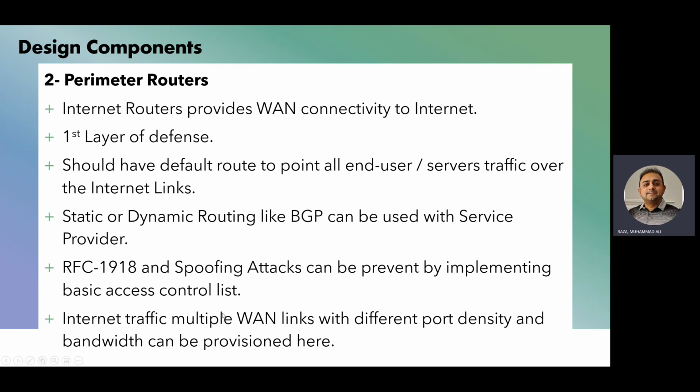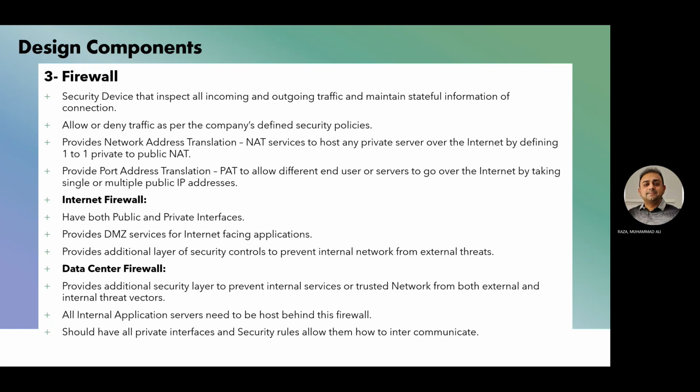Next, the perimeter router that provides the internet connectivity. This is the very first layer of defense where the WAN connection is going to be connected, and that will have some kind of security control, but definitely not much. The major purpose is to provide the routing to the internet, and we could have static or dynamic BGP routing. The third one, which is the backbone of our security, is the firewall.